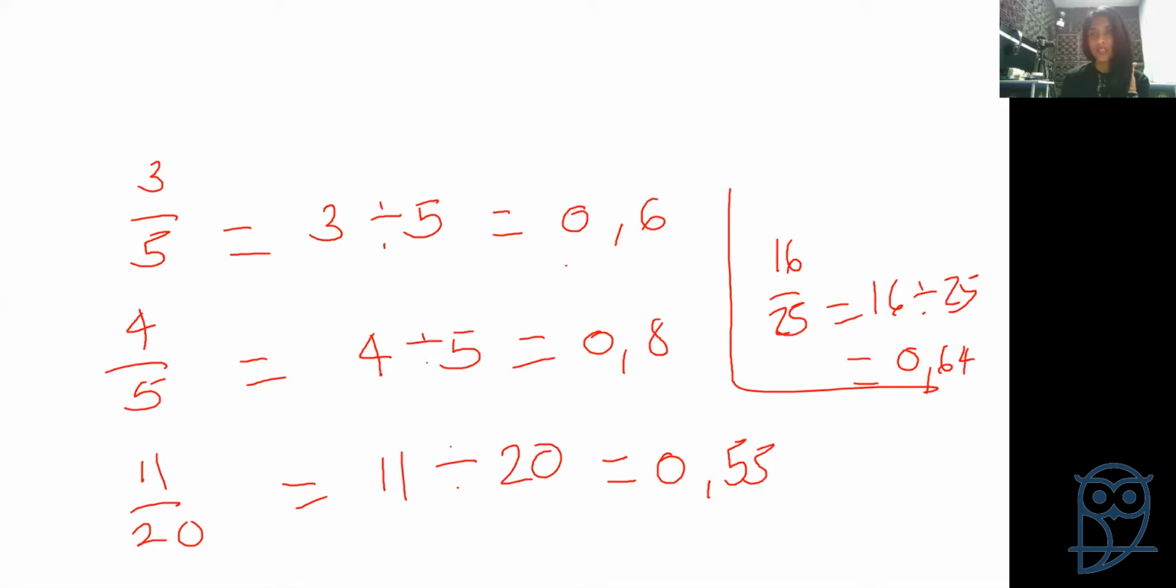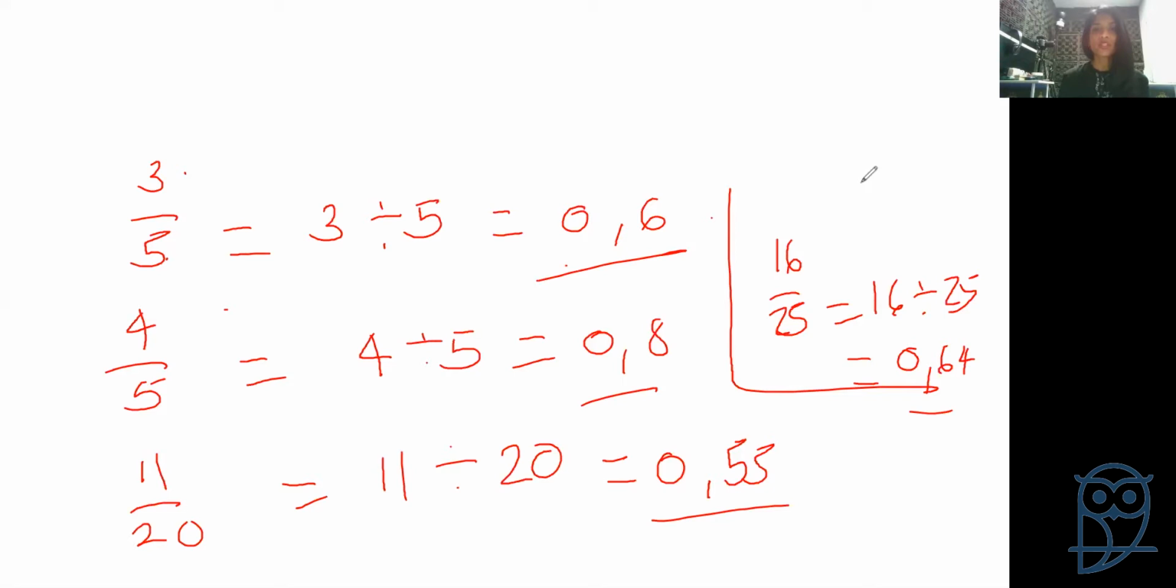Okay, for those of you that's just joined us, we are converting fractions to decimal numbers. It's pretty much straightforward, guys. Just divide numerator by denominator and you will have your decimal number.